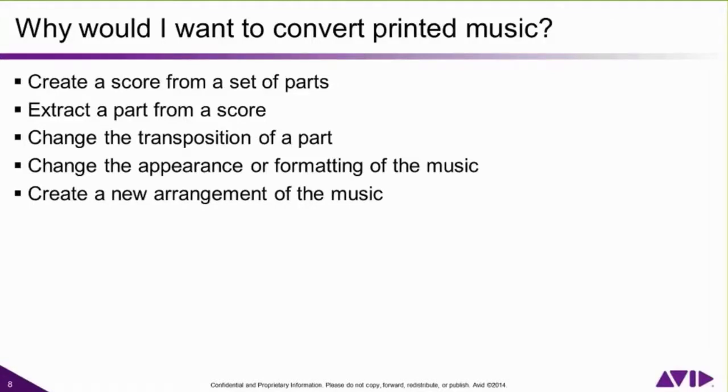You might want to change the transposition of a part so that a different instrument can be used for playback based on the instrumentation that you have available. Another thing that you might want to do is change the appearance, or probably more importantly, the formatting of the music. That can be especially handy if there's an awkward page turn, for example. And you could use the printed sheet music as a starting point for a new arrangement of the music. So those are some things that you could use PhotoScore for, and I'm sure you can think of other applications as well.